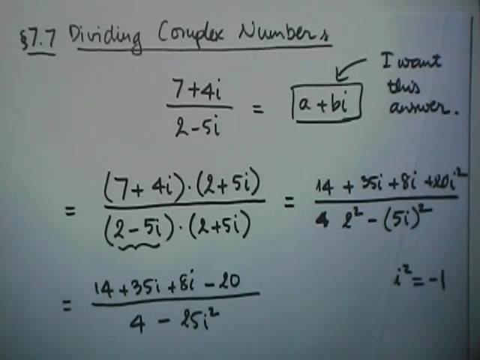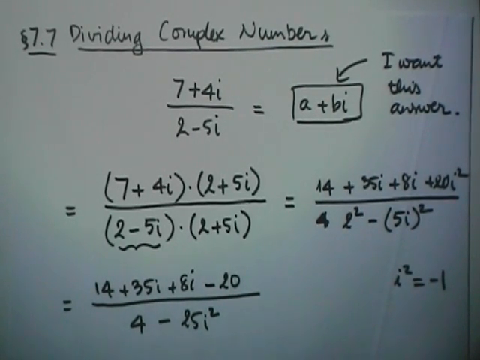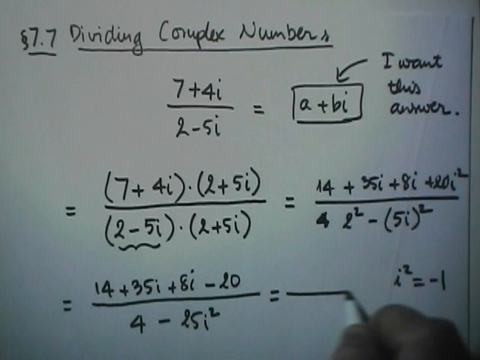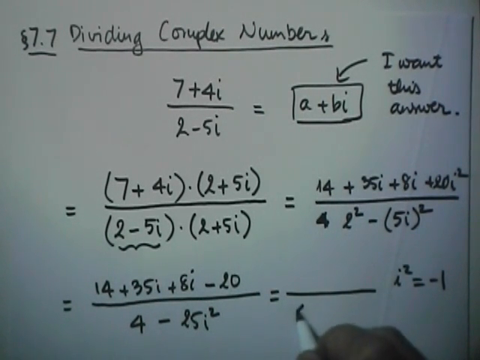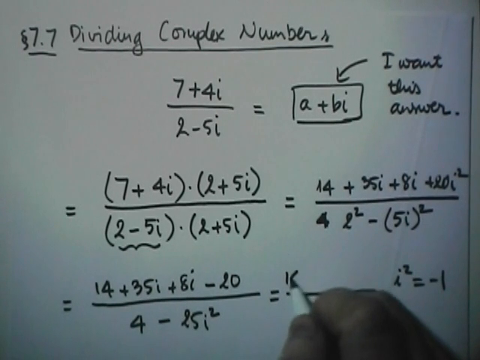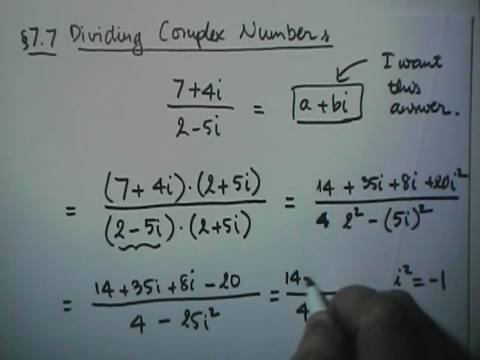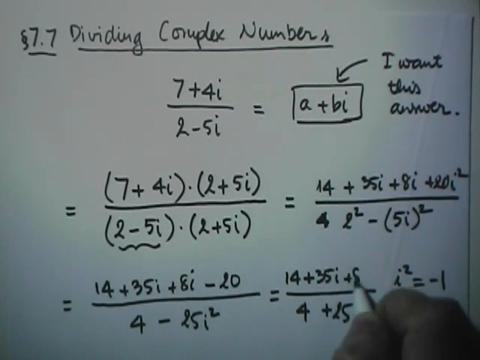And at the bottom here, I'm going to end up with, so on top that would also give me, so maybe I should produce one more step here. So I have 4 plus 25 at the bottom because I substitute the i squared with negative 1. Okay? And then at the top I have 14, right? Plus 35i, okay? Plus 8i minus 20. That's what happened on top.